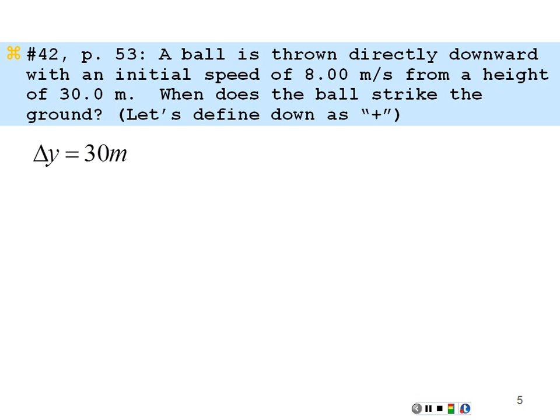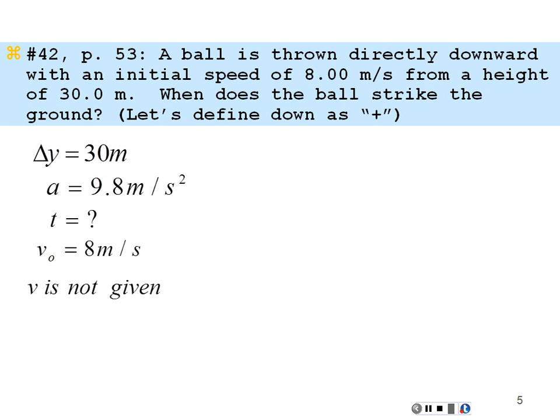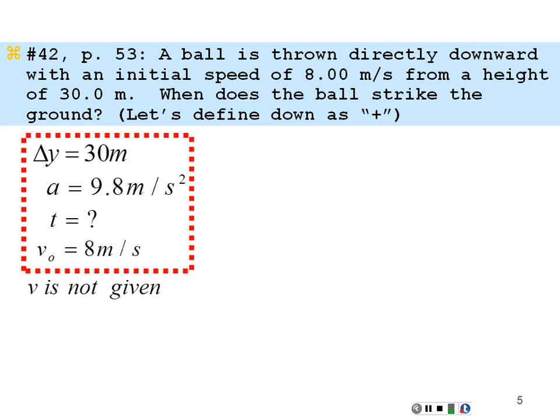So we have our displacement, 30 meters down, is positive. Acceleration of gravity is 9.8 meters per second squared, positive. Our initial speed will be positive, and time is what we want to find. So we have 3 variables and the time we want to find. Final velocity is not asked for and not given, so we'll work with these 4 variables here.